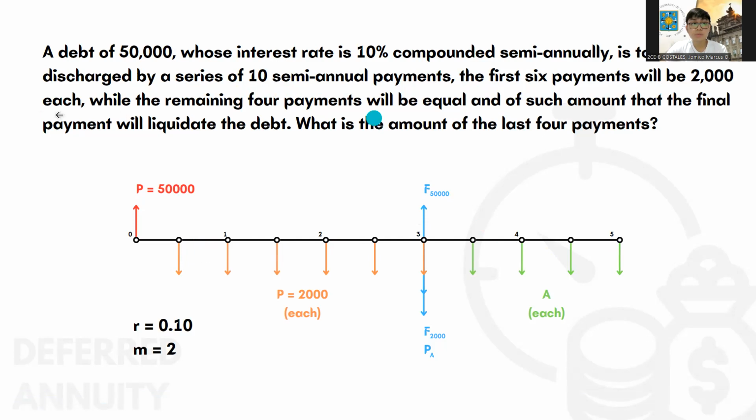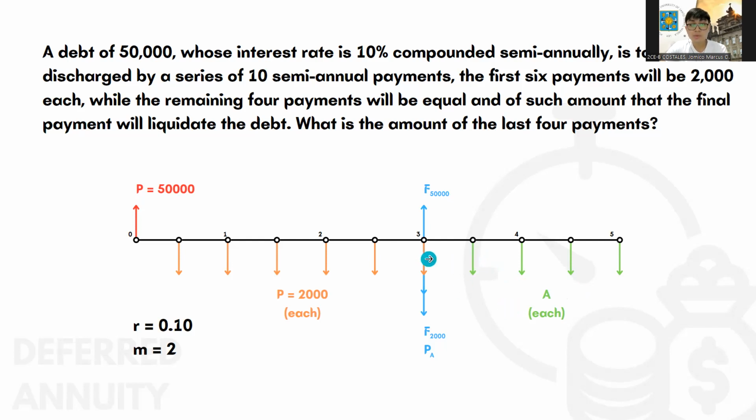The first 6 payments will be 2,000 each, as stated here. 2,000 each from the first half to the third year, while the remaining 4 payments will be equal and of such amount that the final payment will liquidate the debt, which means the last 4 payments of the 10 payments will be in the form of an annuity since they are equal in amount. And this is the value of one of the payments that needs to be found.